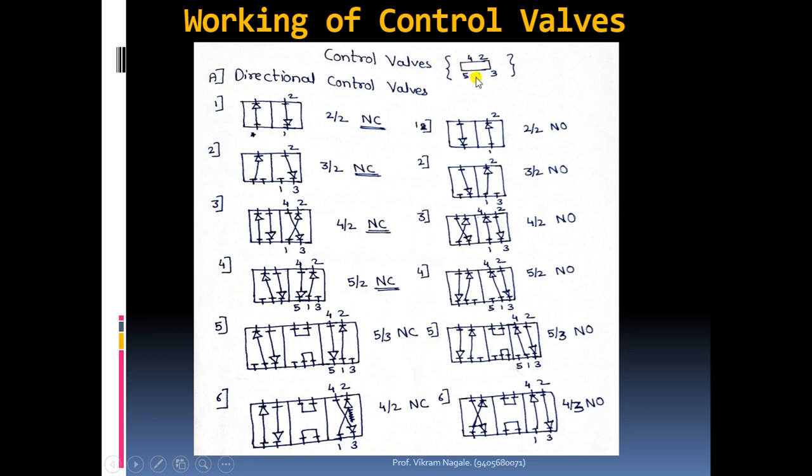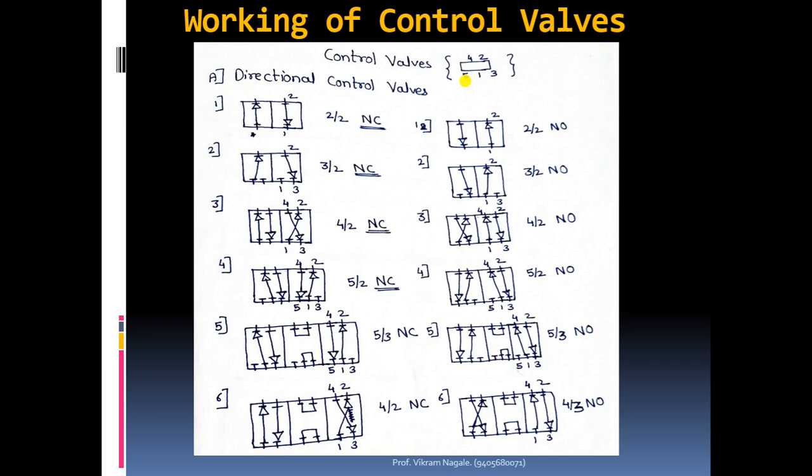Here you can see the port sequence 5 1 3 on the input side and 4 2 on the output side. Out of this 5 1 3, port numbers 5 and 3 are exhaust ports, and port 1 is a pressure port or input port, and ports 4 and 2 are the output ports. Whenever there are 5 ports in one block, the sequence will be 5 1 3 4 2.